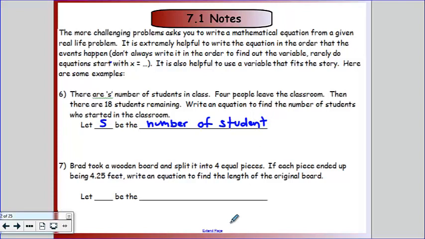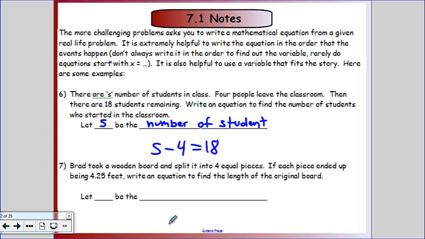So we need to put it in the order that the events happen. We are starting with S number of students. Then it says 4 people are leaving, so that would be represented by taking away 4. Then there are 18 left. That indicates it's going to equal 18 at the end. That would be the math equation written in the order the events happen.